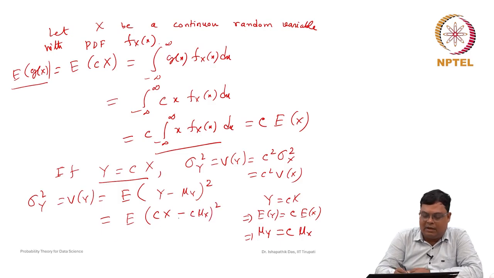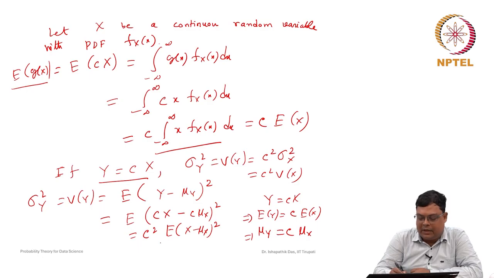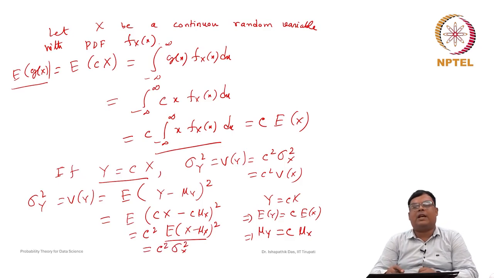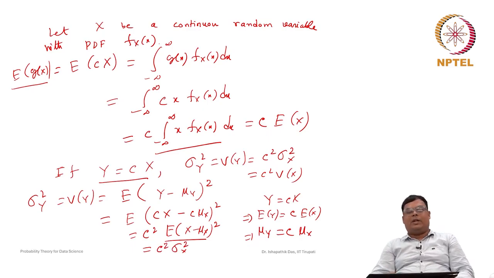So, then if you take the constant c outside, it will be c square into the expected value of x minus mu x whole square. And what is this? This is nothing but the variance of x. So, this is nothing but c square into variance of x. So, these are some of the results we required. More generally, it is an exercise, you can prove it.